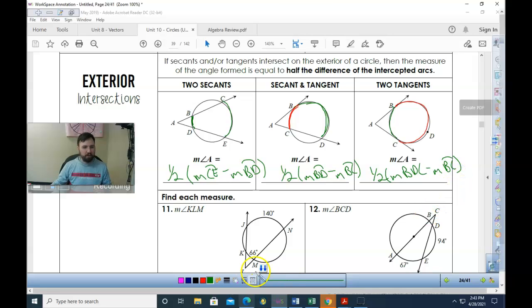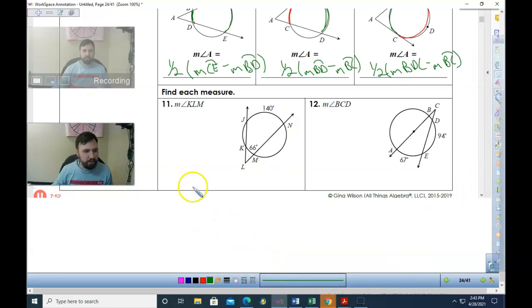Let's do one example because I want to get this done in under 10 minutes. So let's find KLM. I'm going to do 1/2 my big arc minus my little arc. So I get 1/2 times 74, which is 37 degrees.